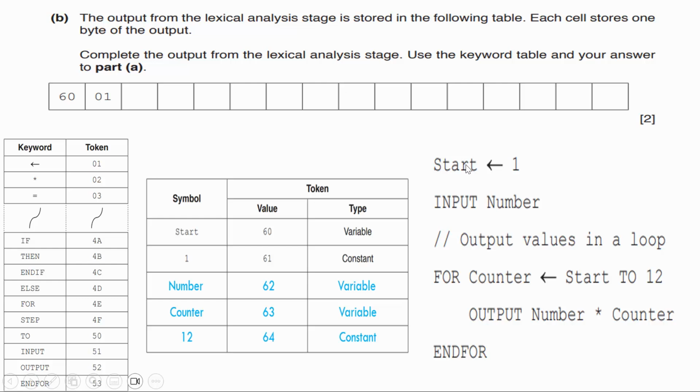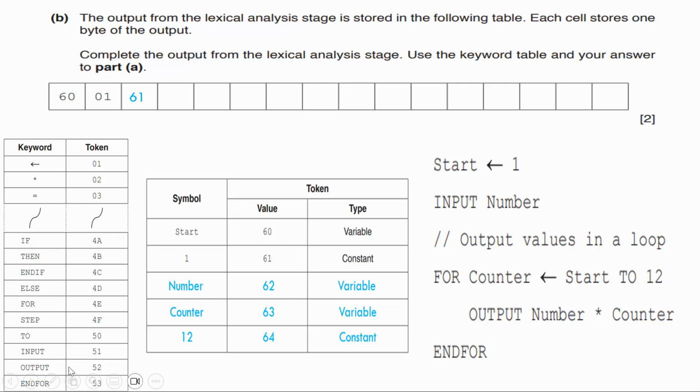Start. Where do I find start? What is the token value? That is 60. That's how they got 60. What's next? The arrow. Where's the arrow? Right over here. What's the token? 01. What's the next one? 1. What is the value of 1? That has the value of 61. I move to the next line.